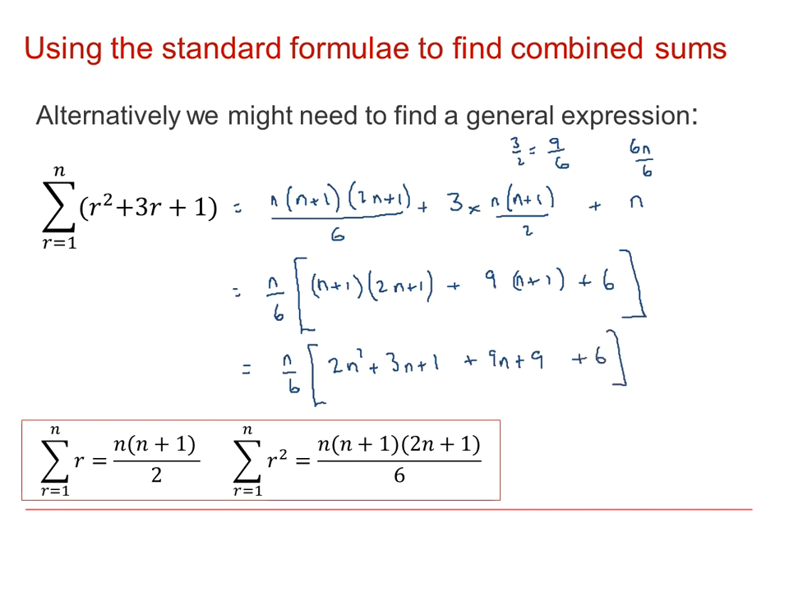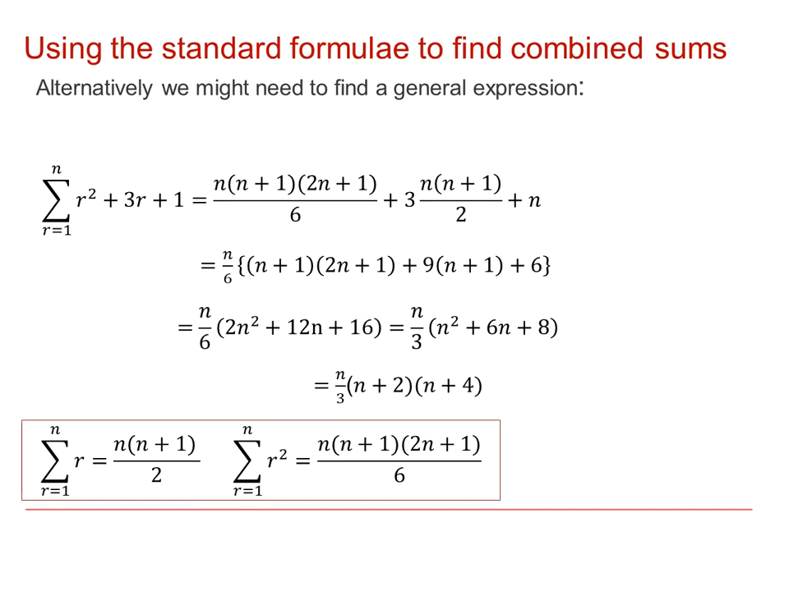That you can sort out by gathering together as a quadratic and then factorizing. So I'll leave you to check that you end up with a total of 2n squared plus 12n plus 16, which can then factorize to give us n over 3, n plus 2 and n plus 4. So just check through the working in those final two lines and make sure you're happy with it.